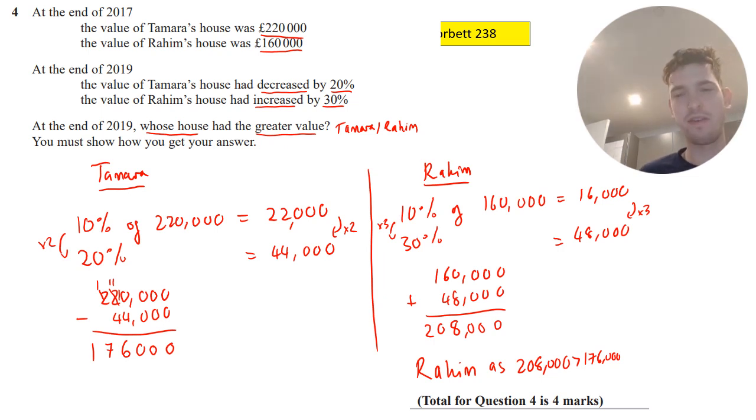Again, practice with this if you need to, with the non-calculator percentage amounts. What you could have done is use scale factors. So a decrease of 20% would be times by 0.8, and an increase of 30% would be times by 1.3. So you could have done it that way, or given that it's a non-calculator paper, you could have done it in the method that I chose to use. Let's keep going.